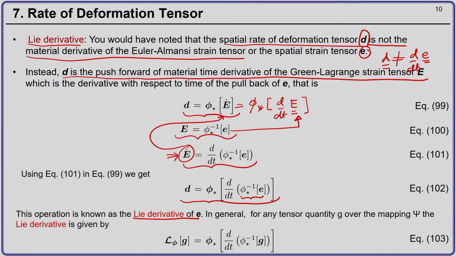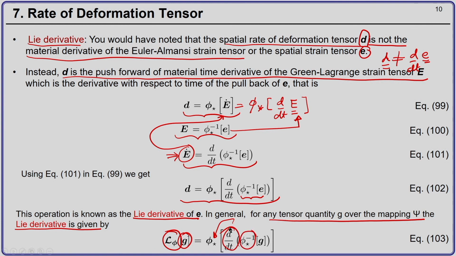Okay. So, in general, if you have any tensor quantity G that goes over the mapping psi, then the Lie derivative of G is defined as, okay, so this is a symbol for Lie derivative, okay, of the tensor G is nothing but phi star d by dt of phi star inverse G. So, push forward, okay, then material time derivative and the pullback.